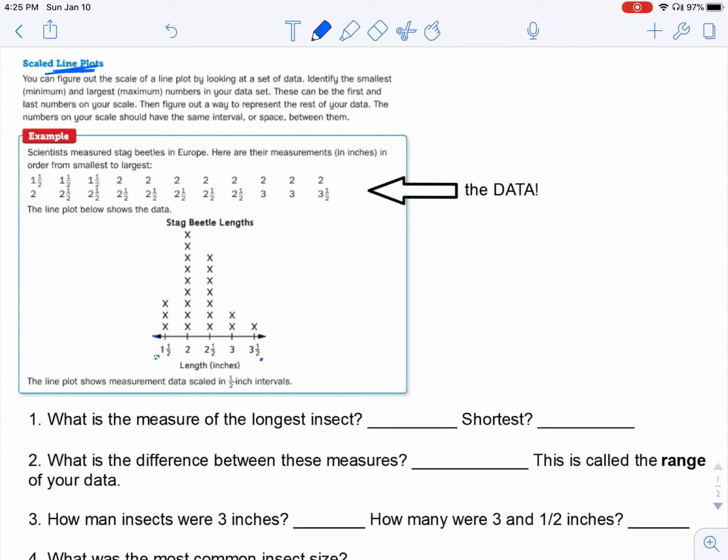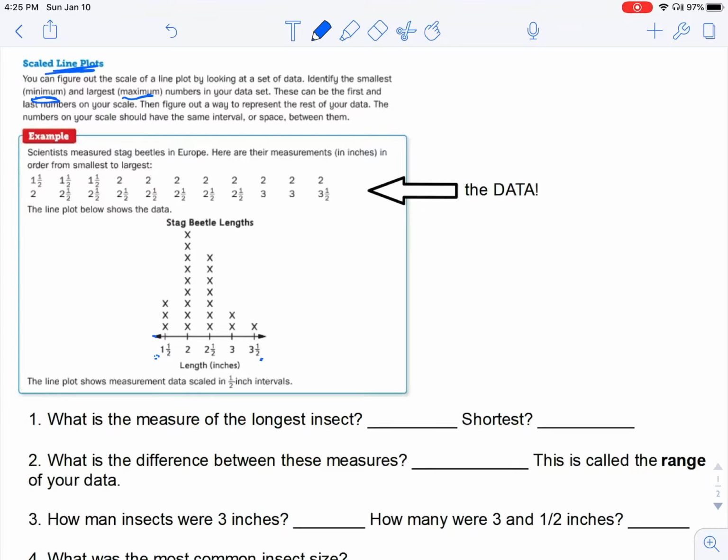You can figure out the scale of a line plot by looking at a set of data. Identify the smallest and largest numbers in your data set. Smallest is called the, say it with me, minimum. Largest is called the maximum. So point to the ground and say minimum. Point to the sky and say maximum.